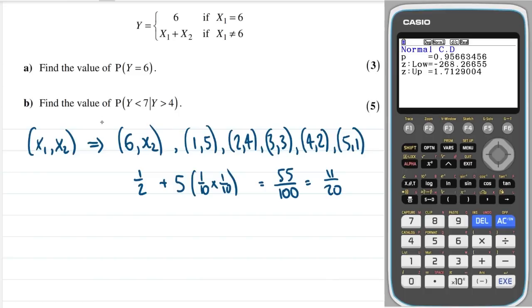Okay, next question. It says find the probability of Y being less than 7 given that it is greater than 4. Well, our conditional probability says that we have to do the intersection of these two events divided by what is given. And the intersection of being less than 7 and greater than 4 is the probability of being 5 or 6. And that's over the probability which is given, which is the probability of Y being greater than 4.